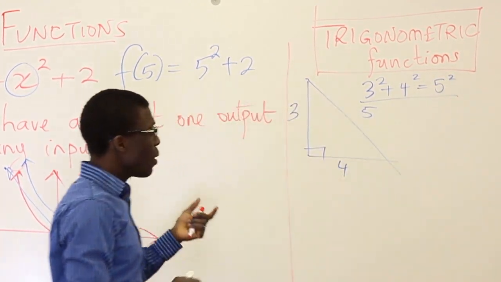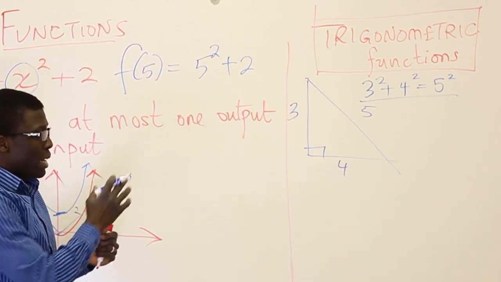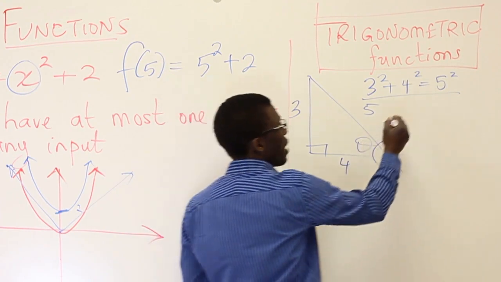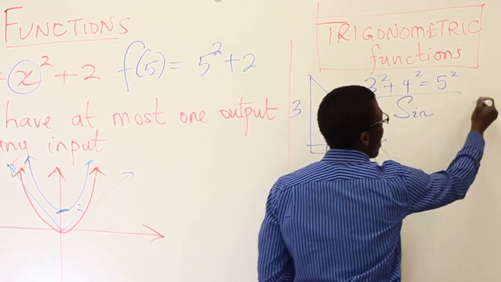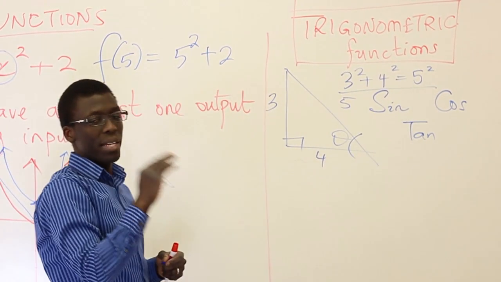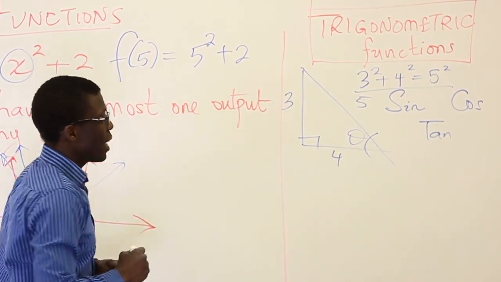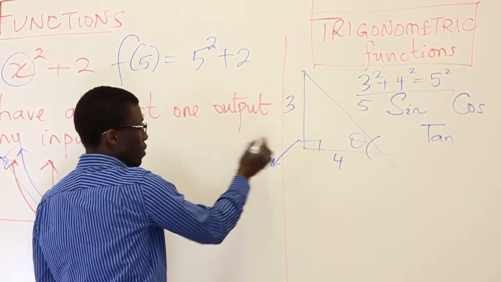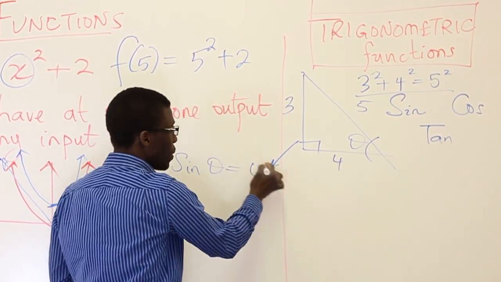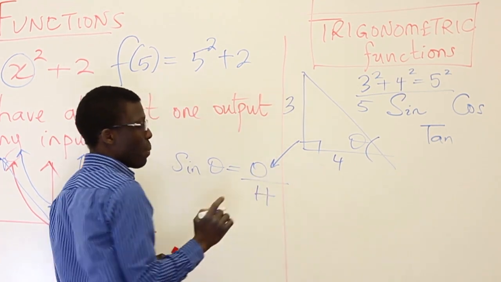And when you're dealing with this, and I ask you to find a missing angle, for example, well, you would have to use sine. We have sine, we have cosine, we have tangent. Those are the 3 basic trigonometric functions. And so if someone asked us, what is sine theta? Sine theta would be opposite over hypotenuse.